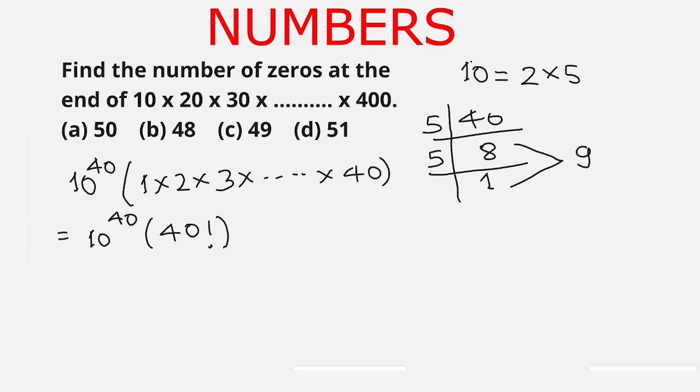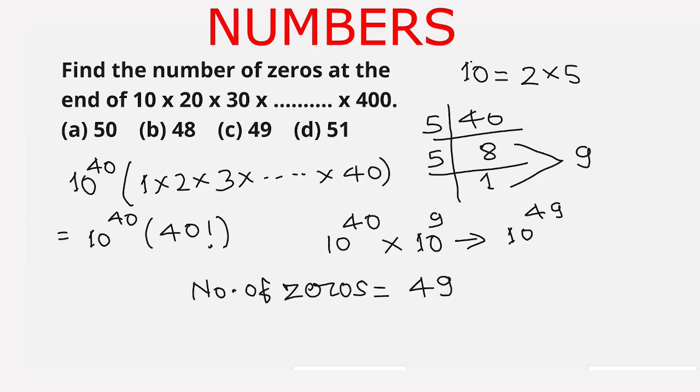We already have 10 to the power 40 in the given number, multiplied by 10 to the power 9 from 40 factorial. So the total power is 10 to the power 49. 40 plus 9 is 49. And therefore the number of zeros in the given question will be 49. And from the given options, our answer is option C, 49.